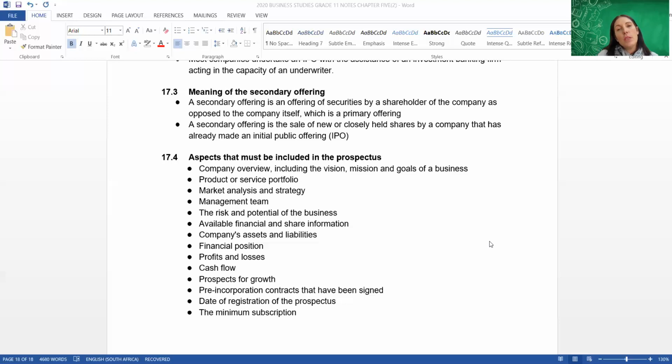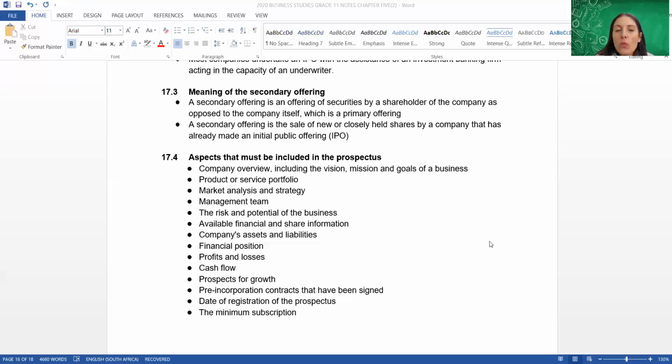Is it just going to be used to pay the directors' salaries, or is this money actually going to be used to grow this business and make it successful? Once again, prospects for growth. So what are they planning for this company? How will this company grow in future?